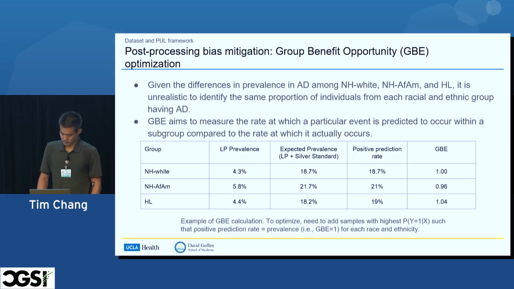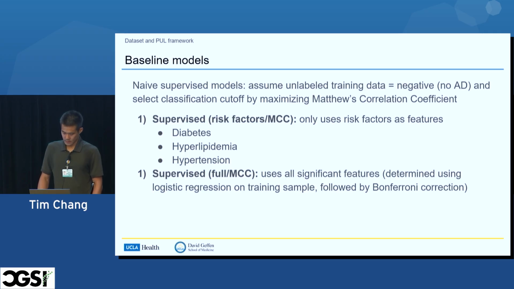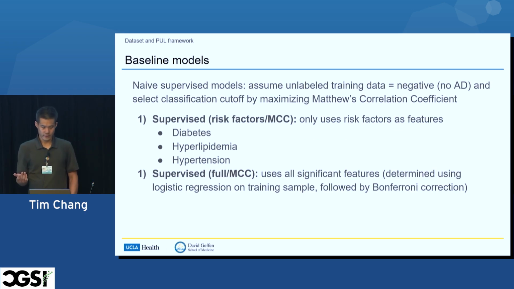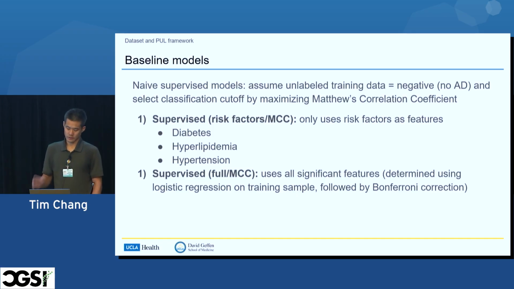So, all right. That's kind of the framework of how we've done this. It was a lot to go through, but we do compare to these traditional supervised models. There's kind of 2 of them, where we look at a few risk factors or we look at more risk factors when we do some feature selection.